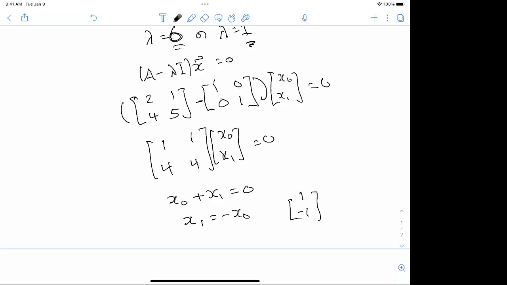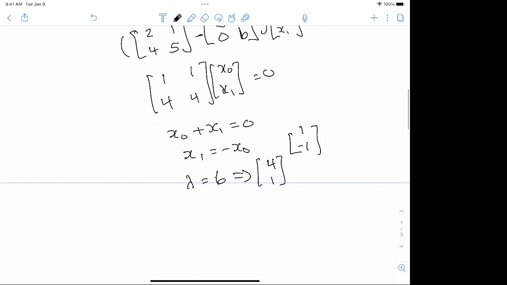I can similarly go in and change this to 6 and this to 6, and I solve and I get lambda equals 6. Lambda equals 6 leads to this eigenvector for 1. And so those are the correct eigenvectors.